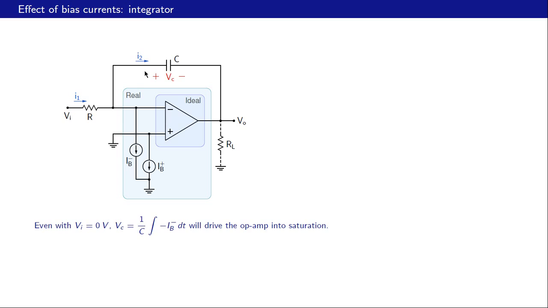And I2 then would be equal to minus IB minus. In other words, a constant current will now flow through the capacitor, and that will drive the op amp into saturation. That is the situation we definitely don't want.